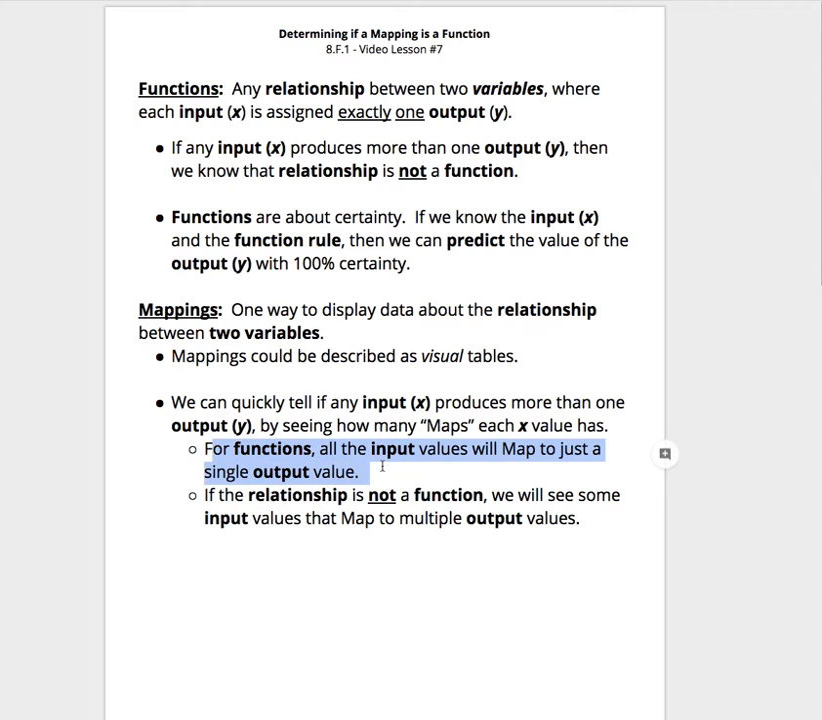For functions, all of the input values should map to only a single output value. If the relationship is not a function, then we would see some of the input values, or some of the x's, that map to multiple output values.